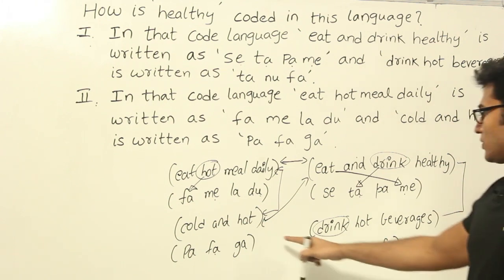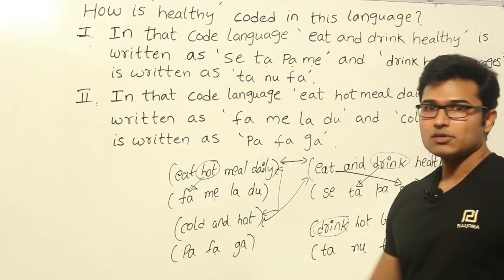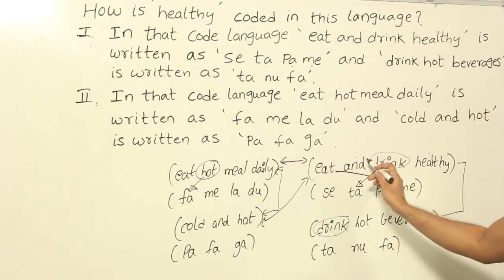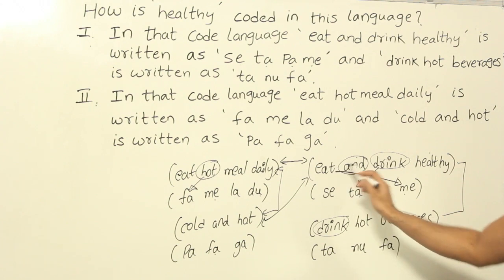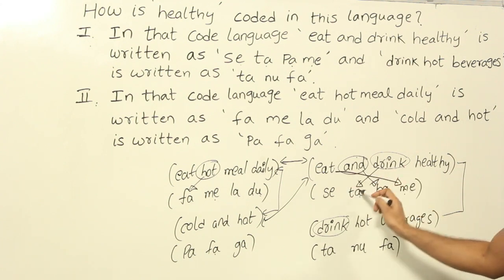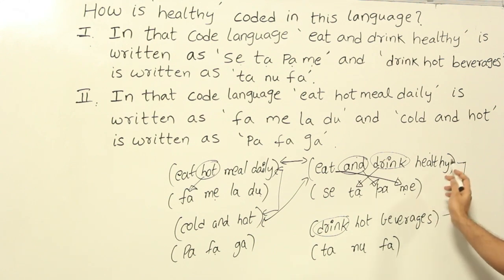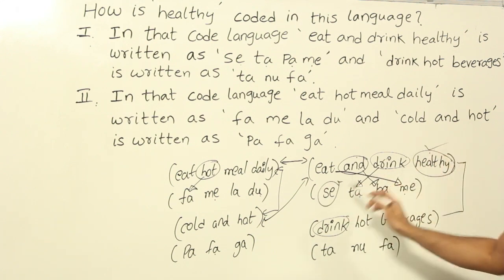And now if you try to find out what is the word which is in common in the coded words, then you will see that pa is in common. Therefore and definitely corresponds to pa, right? So we got that eat is corresponding to me, and is corresponding to pa, and drink is corresponding to ta. So only word remaining is healthy, and you can directly say that healthy means SC.